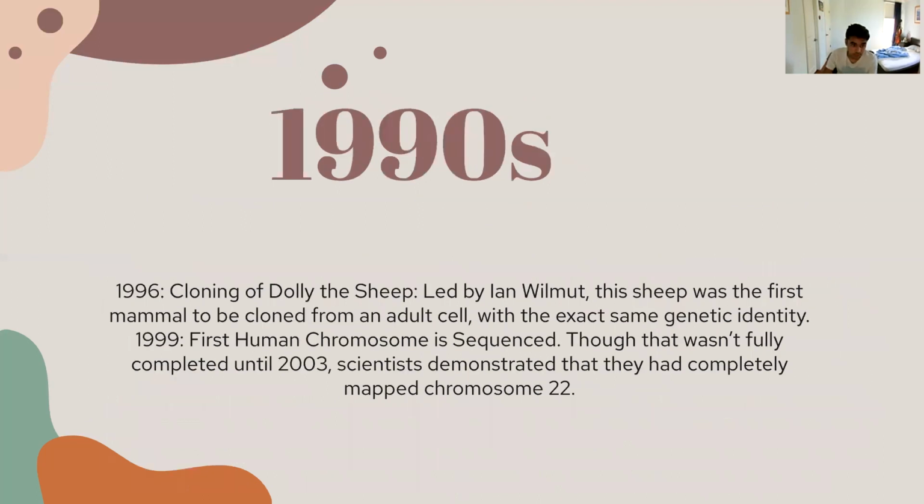In the 1990s, the first clone of an animal was made, cloning Dolly the sheep. It had the exact same genetic identity, which was a huge feat. In 1999, the first human chromosome was sequenced, though the work wasn't fully complete until 2003, when scientists demonstrated they had completely mapped chromosome 22. The full chromosome sequence is extremely important, especially for human genetics and trying to cure diseases in the human genome. Next slide.